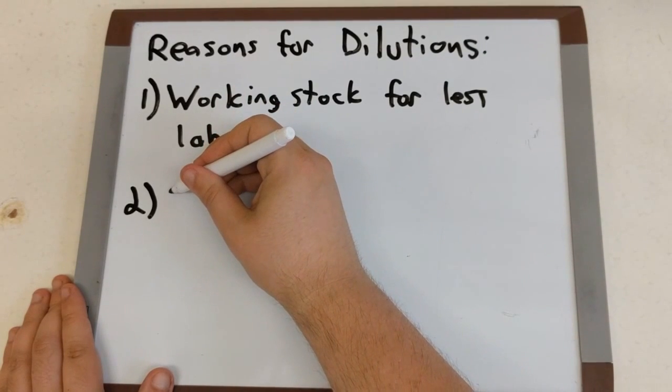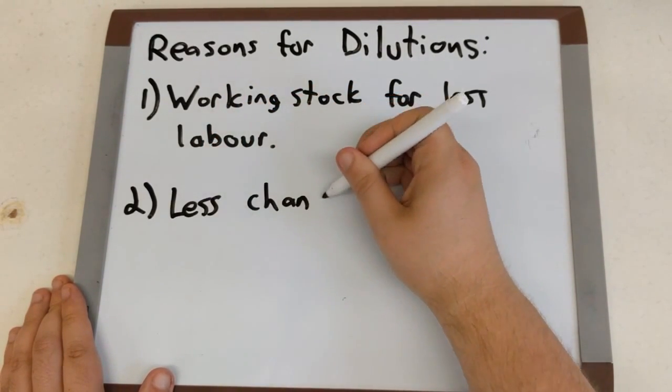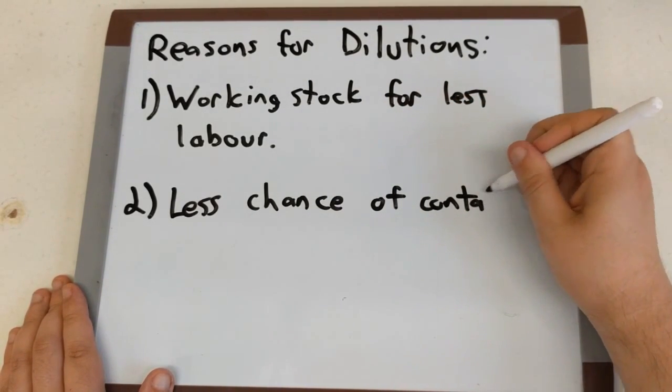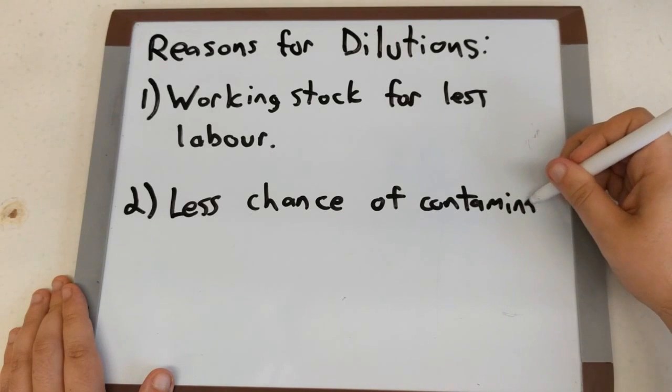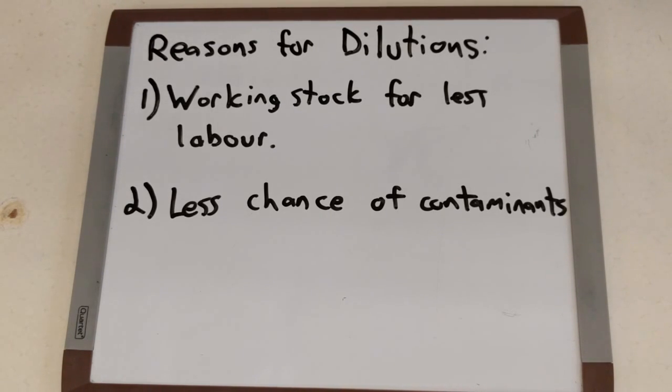The second reason is, if you have a stock concentration and you make that into a working concentration, you're going to have less chance of contaminants because there's fewer people going into the stock. So if the working gets contaminated, you can simply make a new one from the stock again.